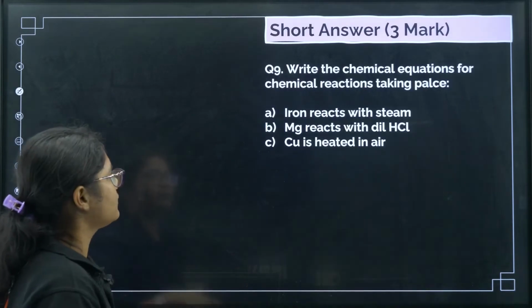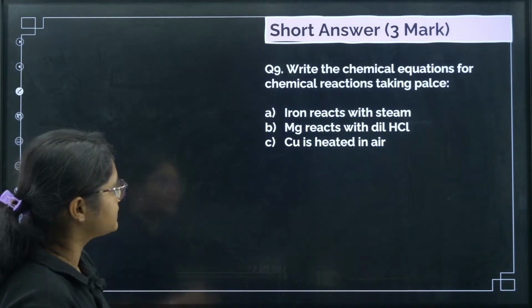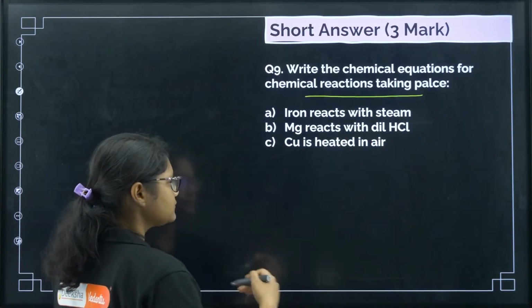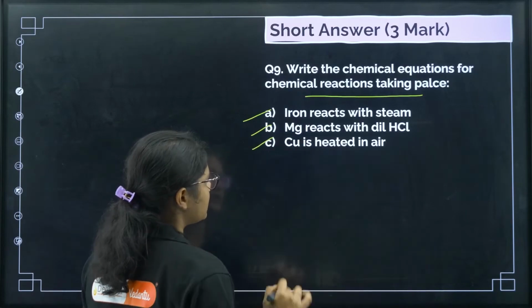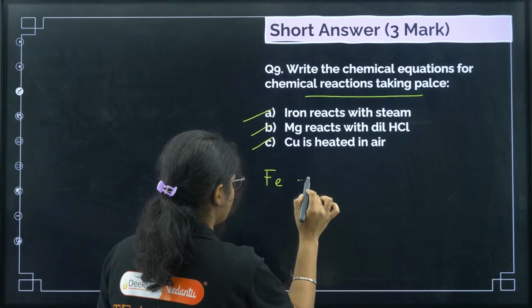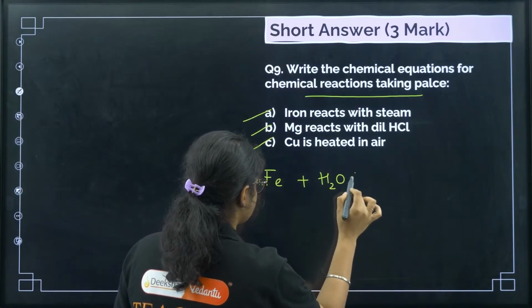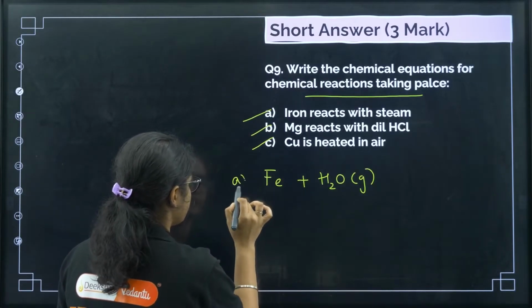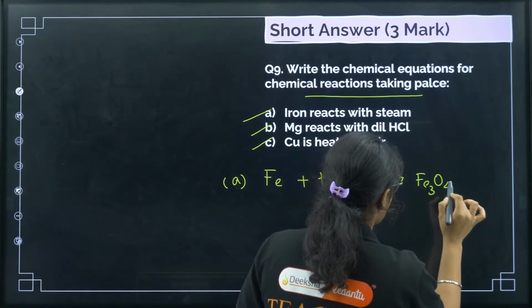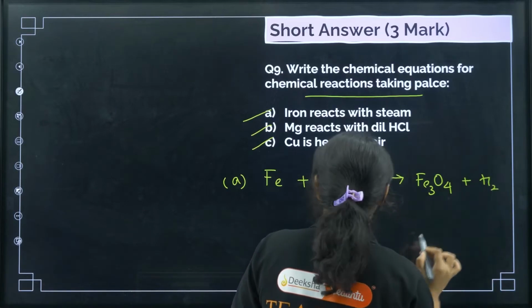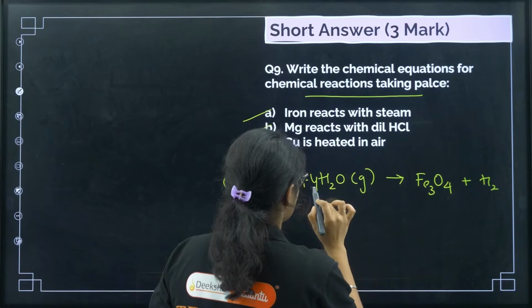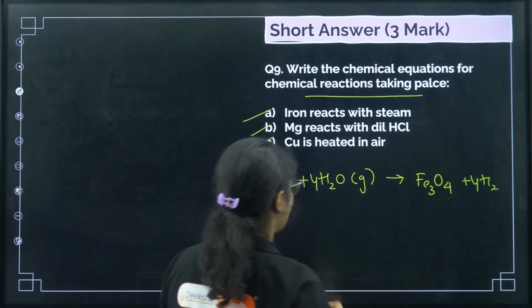Okay. Now coming to the next question, write the chemical equations for the chemical reactions taking place here. Again, 3 reactions you write, 3 markers you will get. So iron reacts with steam. This we have already written, Fe with H2O gas, steam, right? This is the first reaction. We will get Fe3O4 plus H2. So we get 3 Fe here, and then we'll get 4, and then we will get 4, right, to balance it.